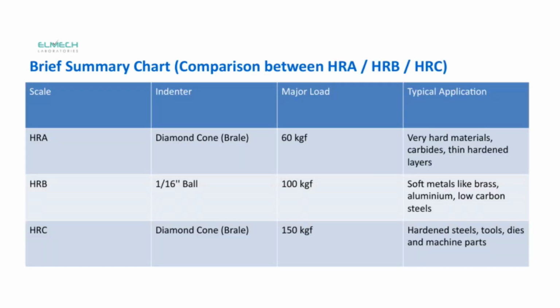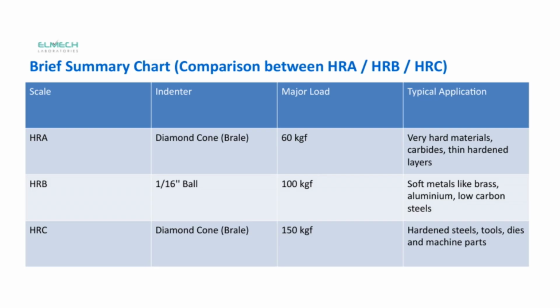Let's take a moment to look at this comparison chart for the different Rockwell hardness scales, HRA, HRB, and HRC. Each of these scales uses different indenters, loads, and is suited for testing specific types of materials. Starting with HRA, which uses a diamond cone, also known as a brale, and a load of 60 kilograms force. This scale is typically used for very hard materials, like carbides or thin hardened layers. It's ideal when you need to measure the hardness of materials that are extremely resistant.